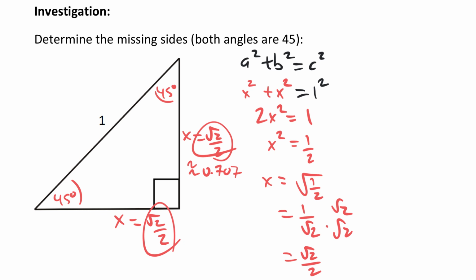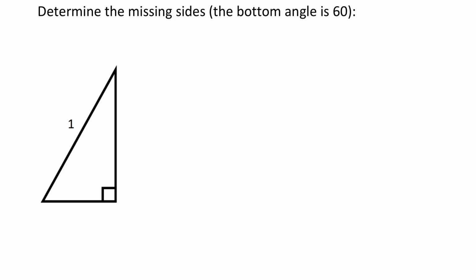Let's try one that's a little more challenging. Here we have a triangle, and the bottom angle is 60. Let's determine the missing sides. Well, if this is 60 and this over here in the corner is 90, that means logically this has to be 30 because the three angles have to add up to 180. But we don't know this side down here, we don't know this side here, and clearly they're not the same, so we can't use that trick from before. I'd encourage you to pause the video and give it a try.